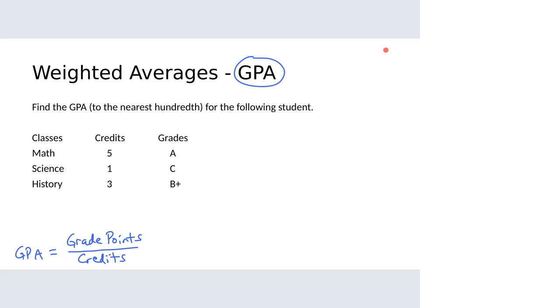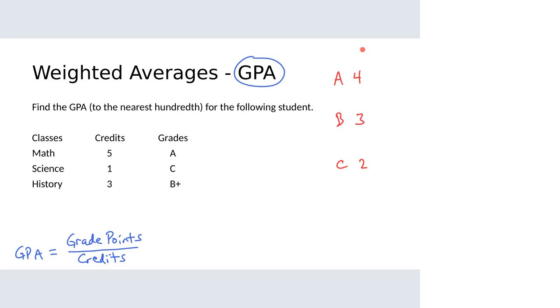Well, every grade that you earn has a certain value attached to it. An A is worth 4 grade points per credit. A B is worth 3 grade points per credit. A C is worth 2 grade points per credit, and so on. Now this student has a B+. How does that work? Well, to fill in these gaps, an A- would be worth 3.7 grade points per credit.